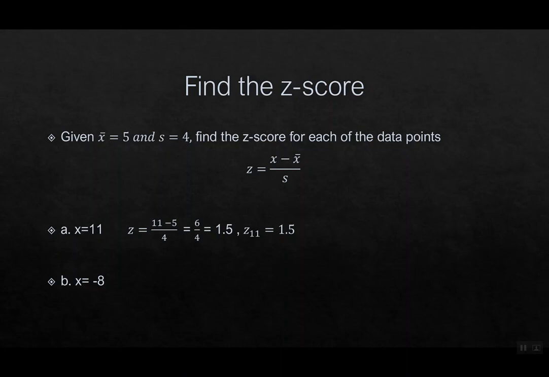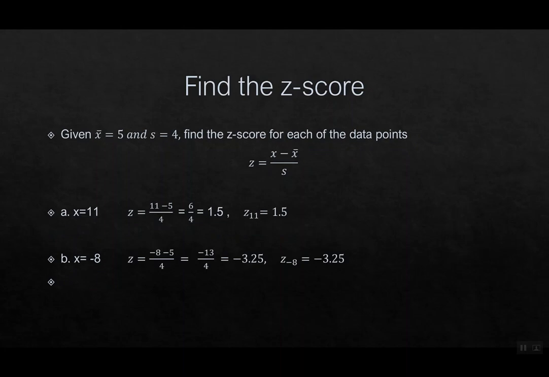Let's try it again with the data element x is negative 8. Again, we take the data point negative 8, subtract the mean of 5, and then divide by the standard deviation 4. We get negative 13 over 4, which is negative 3.25. If we wanted a notation, we would use z sub negative 8 is equal to negative 3.25.